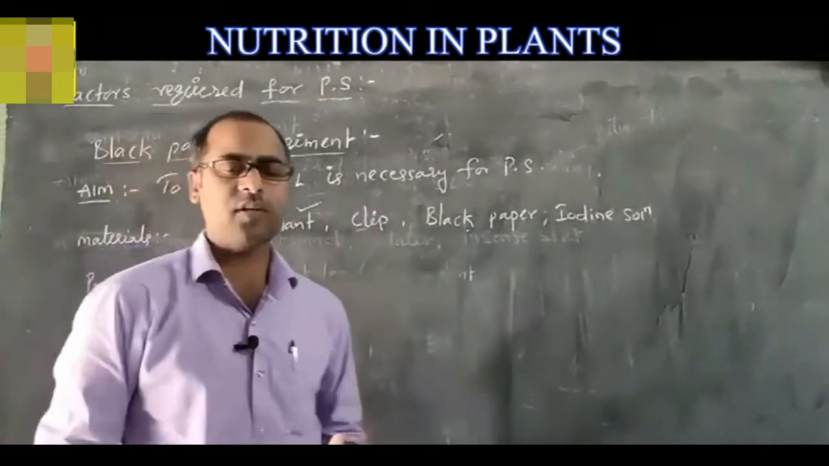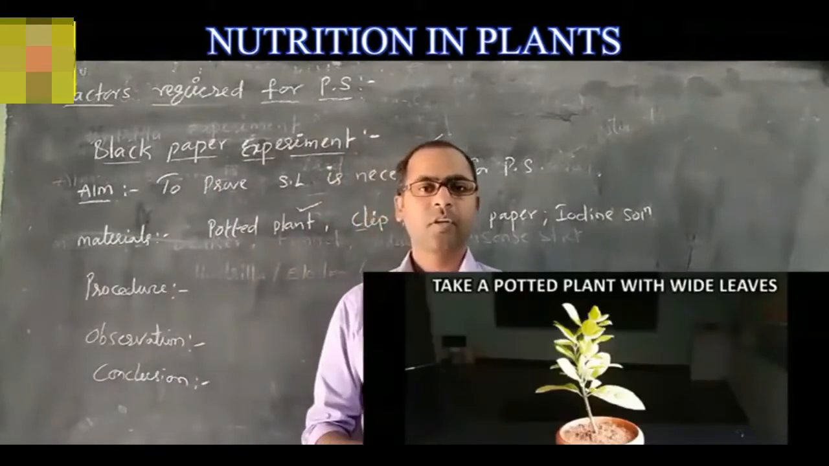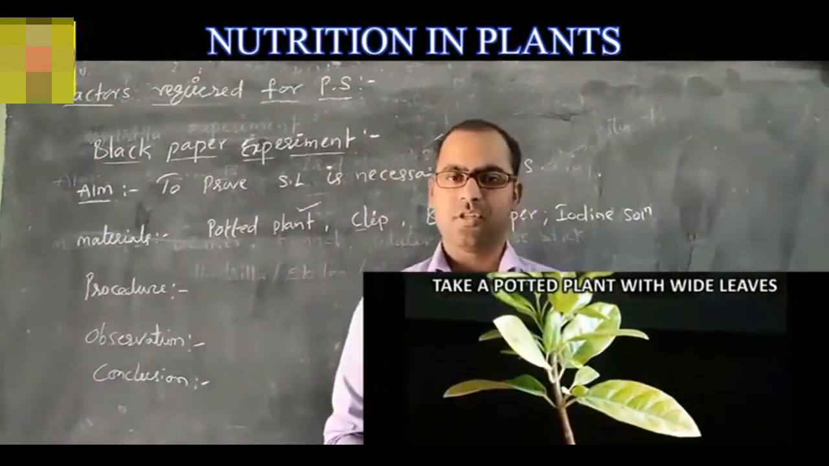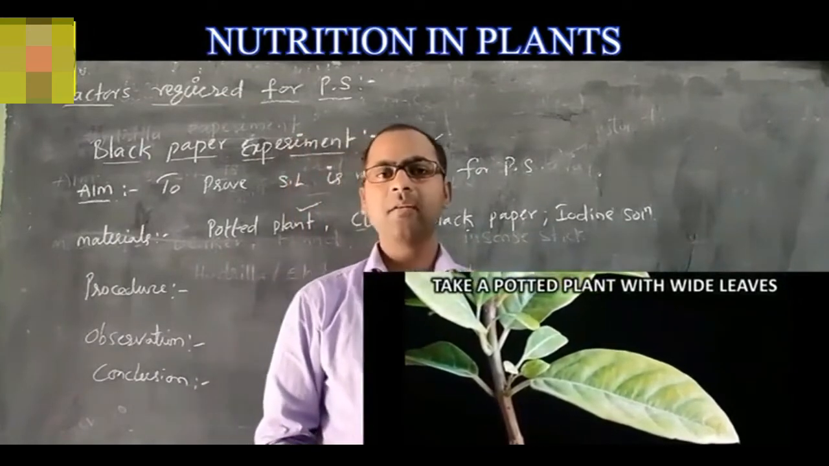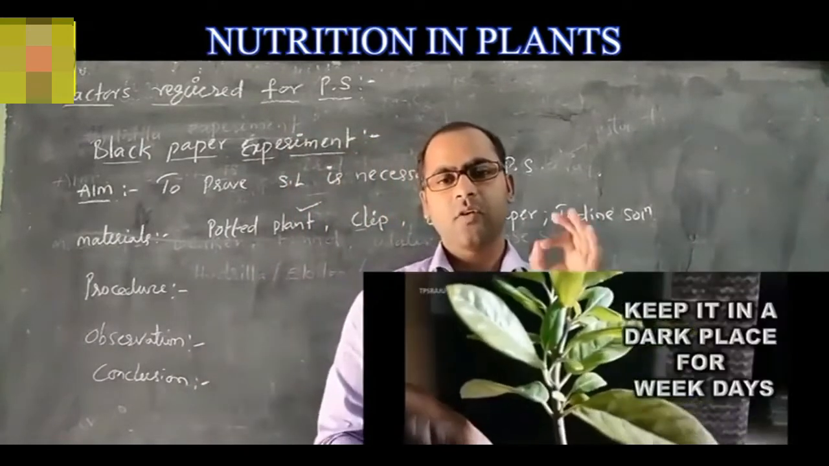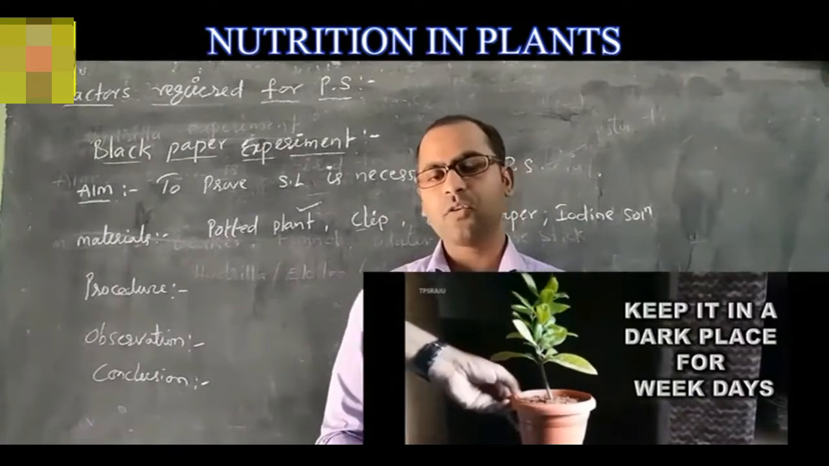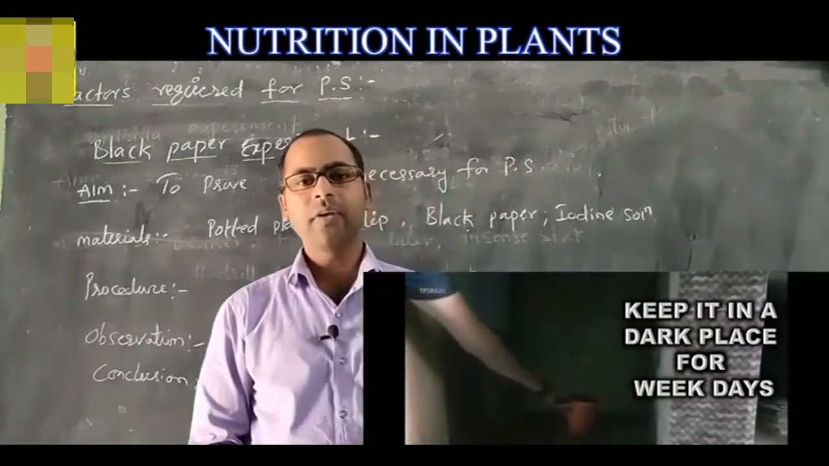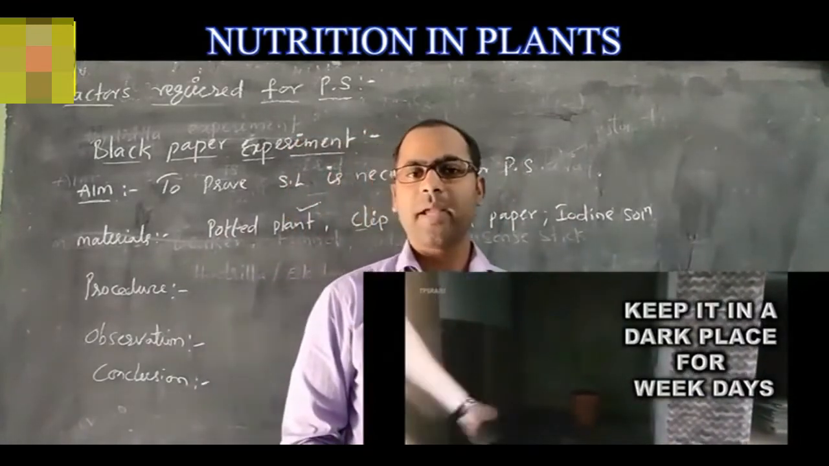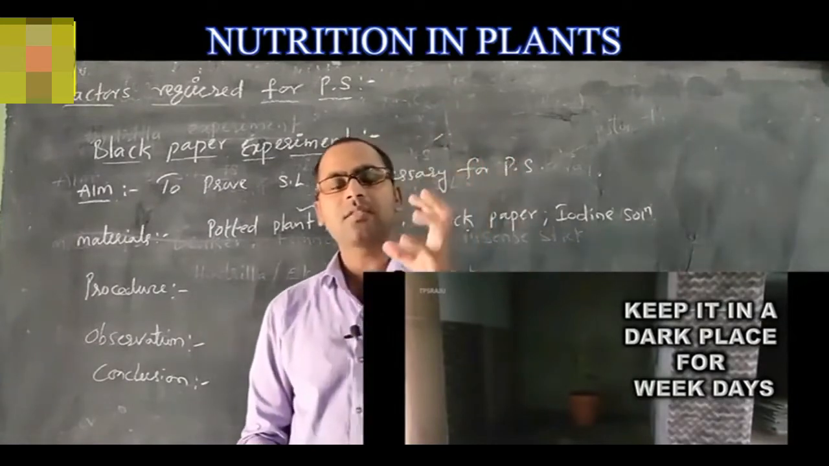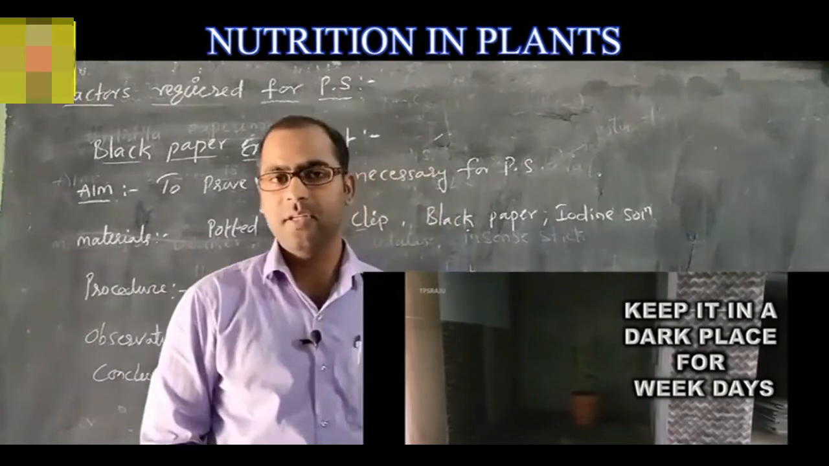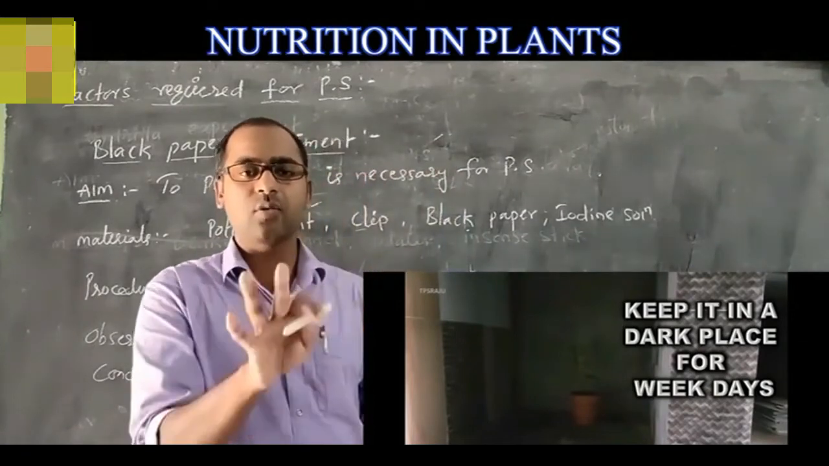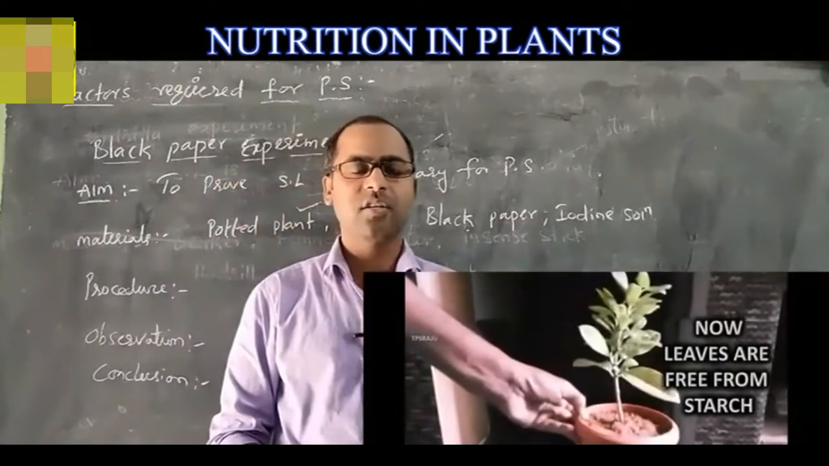Next, the procedure. We have to take a potted plant, and first it should be destarched, as we usually did in the half-leaf experiment. In the same manner, we have to destarch the plant. For that, we should place the plant in a dark room for 1 week. In that week, photosynthesis will not be carried out inside the plant, and the total starch present inside the plant will be consumed by the plant itself. So the starch is totally used up and the plant is destarched now.